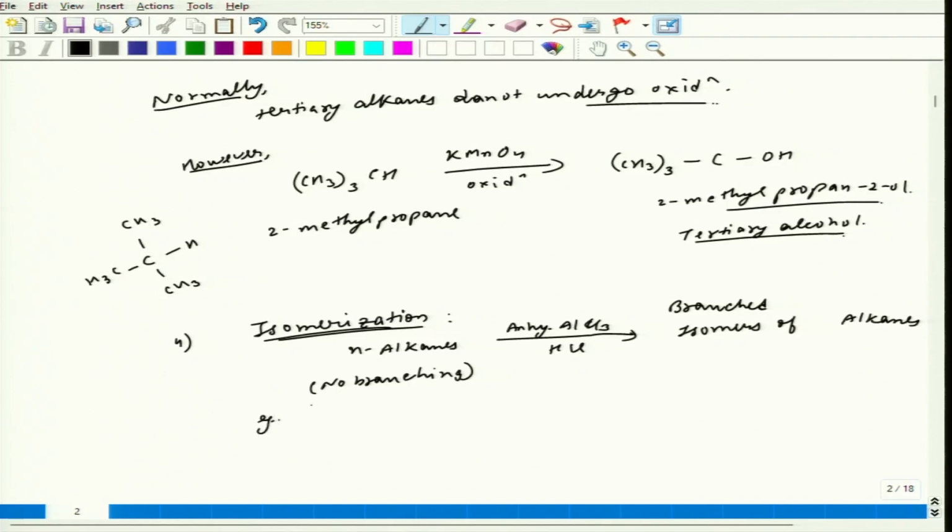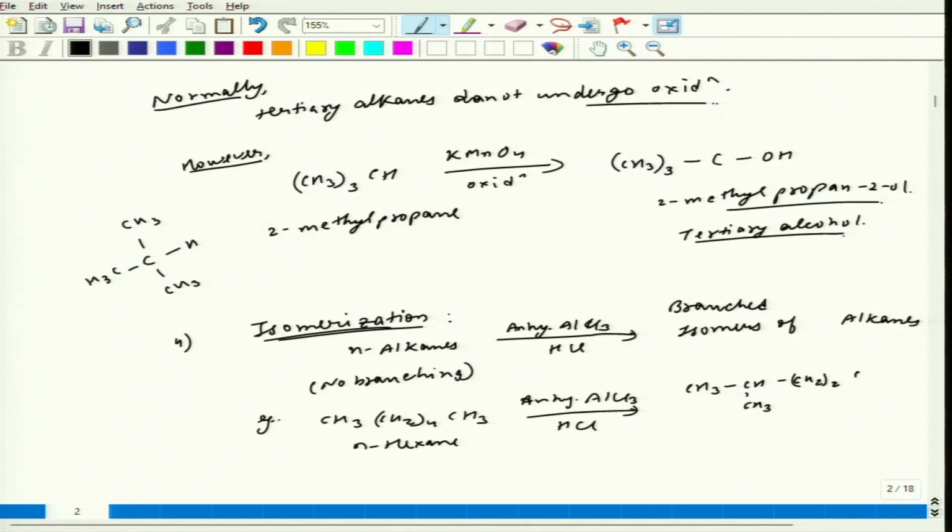For example, let us take an example of a hexane molecule. This is normal hexane, and treating this in the presence of anhydrous AlCl3 and using HCl, we can form different kinds of isomers of hexane. That is, multiple isomers of hexane are possible. We have studied the isomers. For example, 2-methyl pentane, and the other can be 3-methyl pentane.